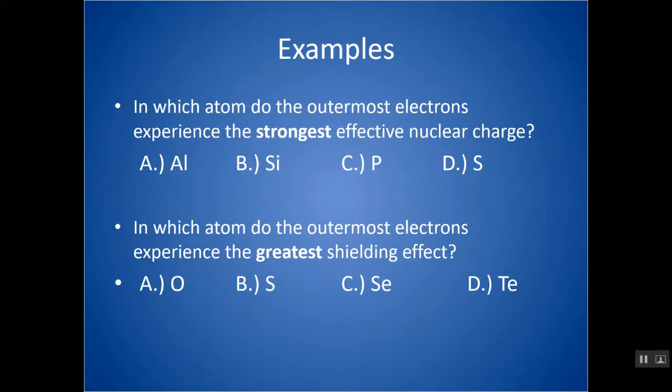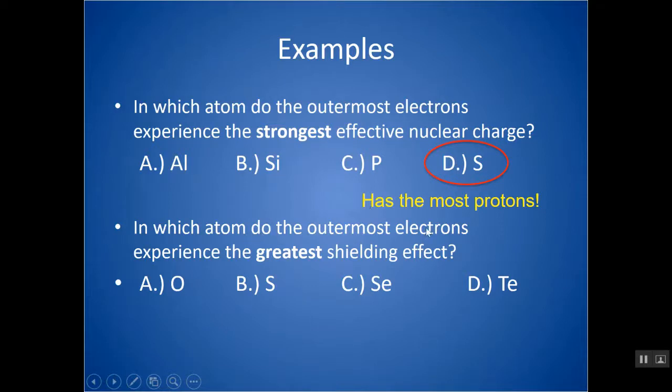Take a moment, try this example, and then check your work. In which atom do the outermost electrons experience the strongest effective nuclear charge? I notice these things are all across a period, so I'm going to pick the thing that's at the end of the period. If I wanted to show my work, I can write the electron configuration for all of these, find the number of protons, and get the effective nuclear charge. I'll find that S has a +6 nuclear charge, P is +5, Si is +4, Al is +3. S has the most protons for the same number of inner electrons.